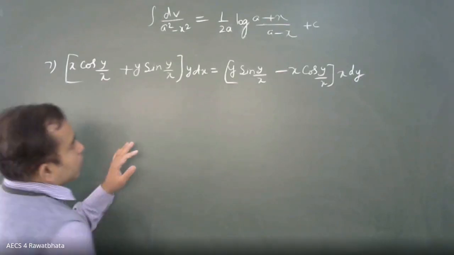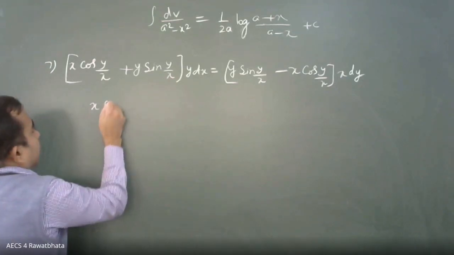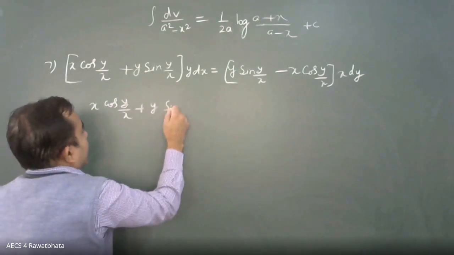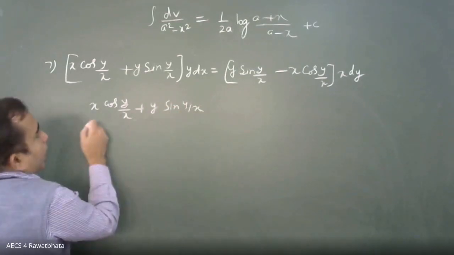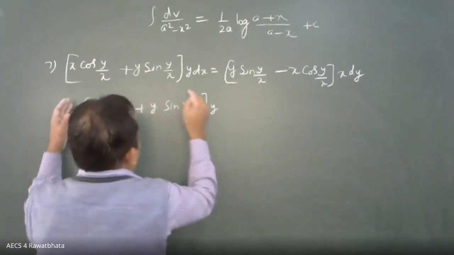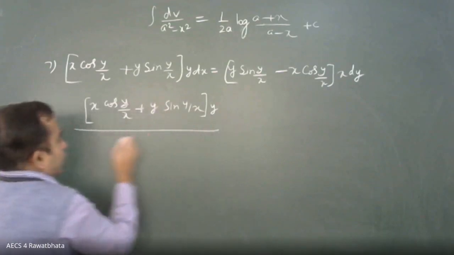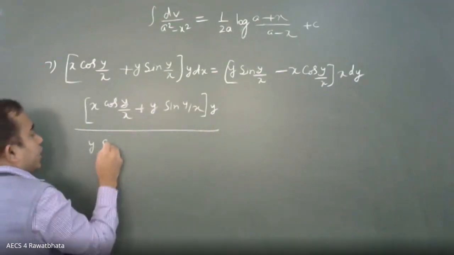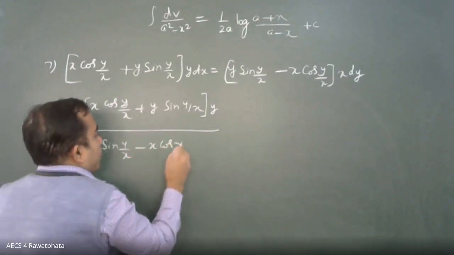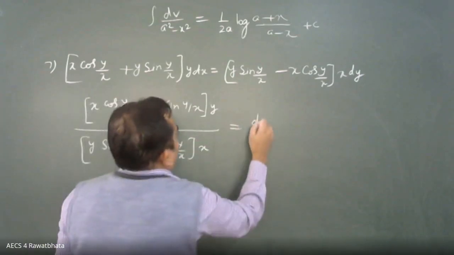So let us bring dy upon x. This is my dy, this is dx. Let us exchange the sides. X cos y upon x plus y sin y upon x into y. Okay, this term I'm keeping in left, and this bracket and x I'm bringing in denominator. So y sin y upon x minus x cos y upon x into x equals to dy upon dx.